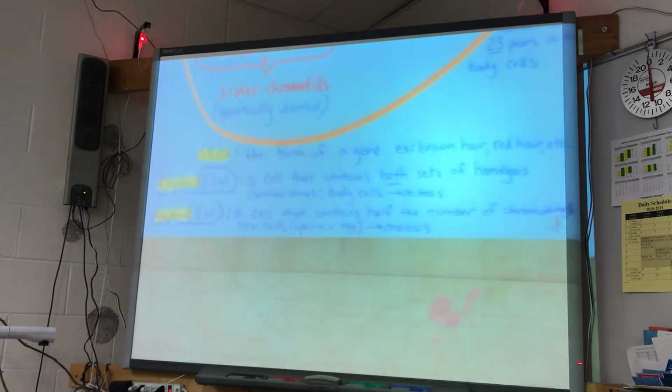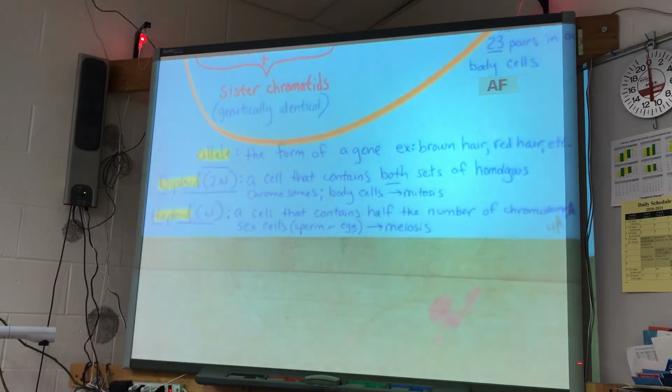So a haploid contains half of the number of chromosomes. Diploid contains both sets. So N would be 23 for us, but 2N is 2 times 23, so 46. Our diploid number is 46, our haploid number is 23. We're going to use those terms moving forward, diploids and haploids. We won't use haploids yet, but we're good.